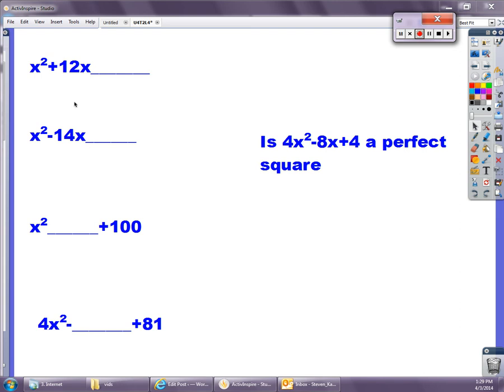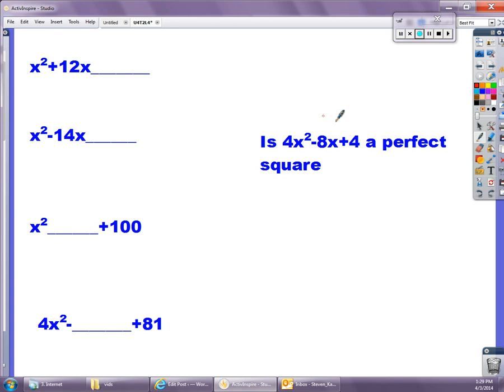First of all, I wanted you to do two things for these problems. One, I wanted to know what the missing term was, and then also I wanted you to put it in factored form. And this is all based on knowing when something is a perfect square.